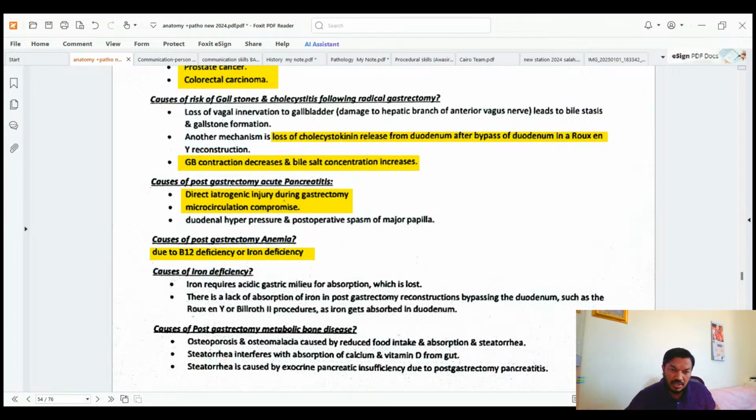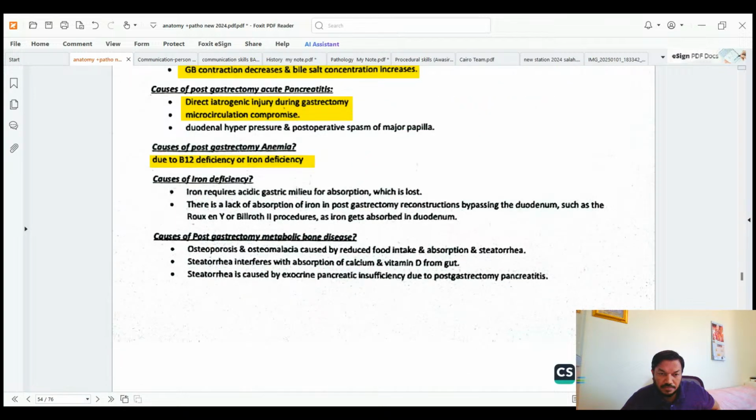Causes of post-gastrectomy metabolic bone disease: osteoporosis and osteomalacia caused by reduced food intake and absorption, and steatorrhea. Steatorrhea interferes with absorption of calcium and vitamin D from the gut. Steatorrhea is caused by exocrine pancreatic insufficiency due to post-gastrectomy pancreatitis.